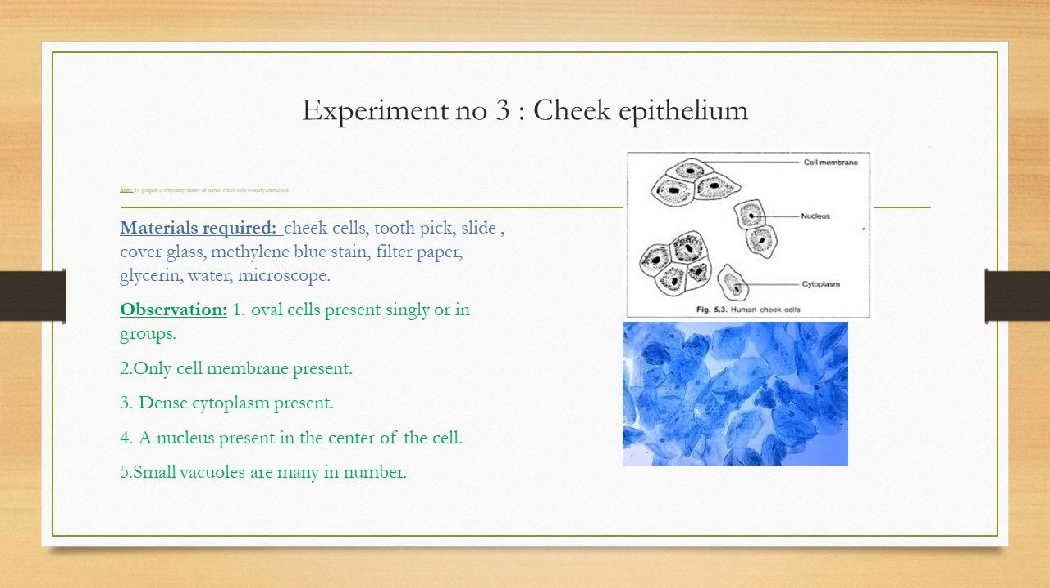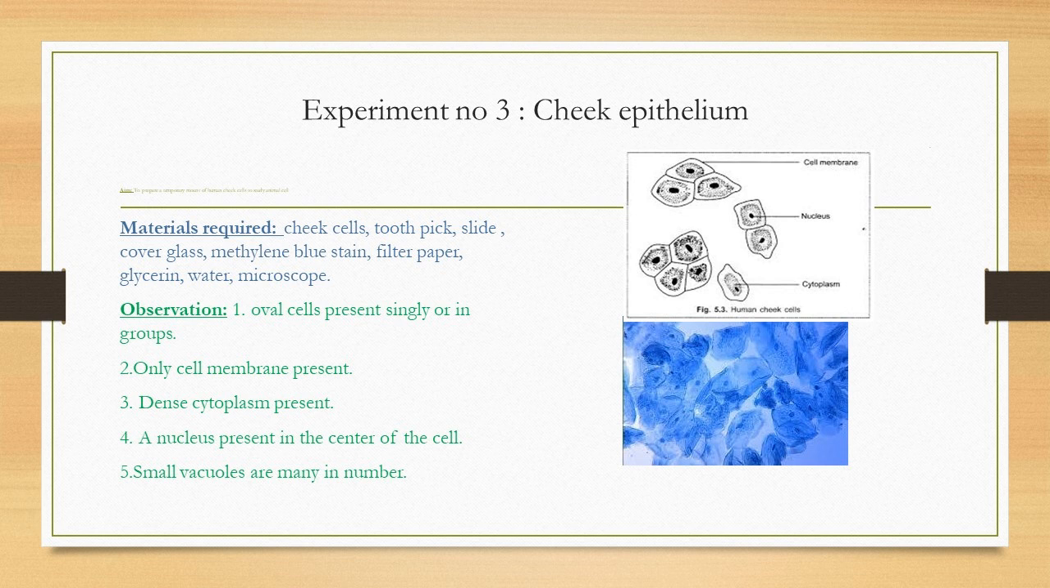The next section of this experiment is to observe the cheek epithelial cells for identifying and looking at the animal cell. The cheek epithelial cells are loose cells available on the inner lining of the cheek. They can be removed easily with a toothpick and placed on a slide. A drop of methylene blue stain is added to it and covered with a cover glass and observed under the microscope.